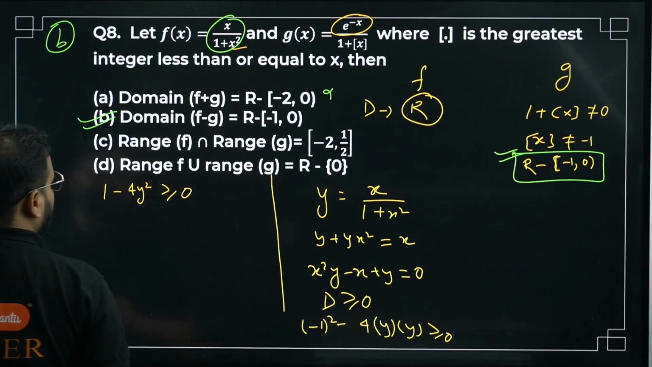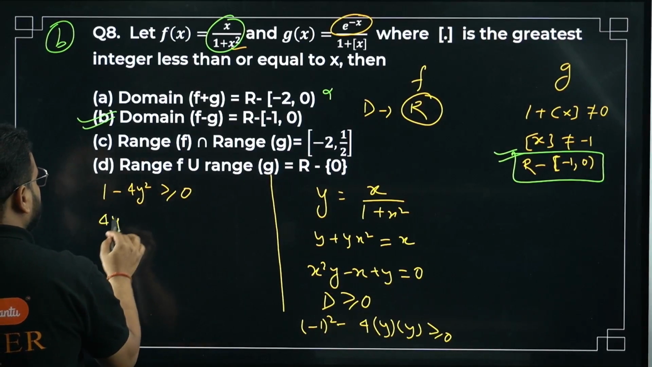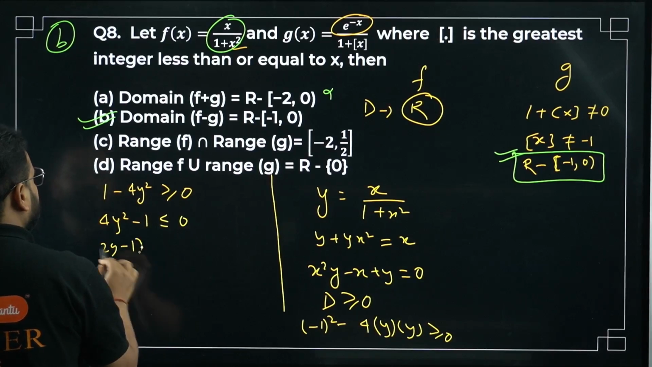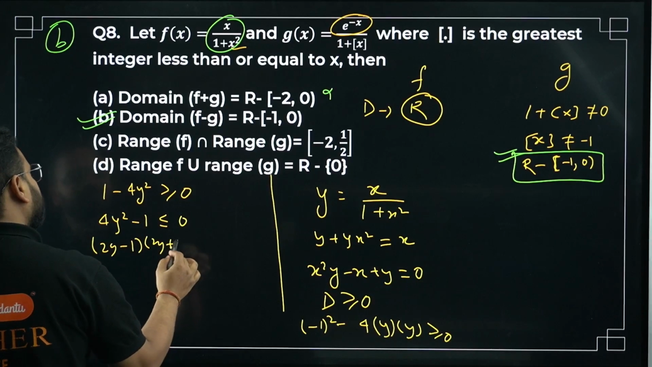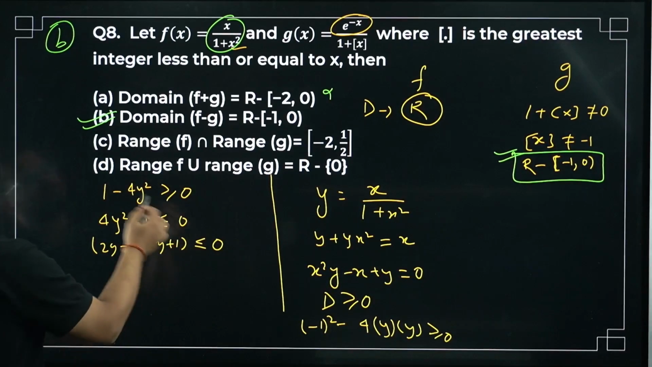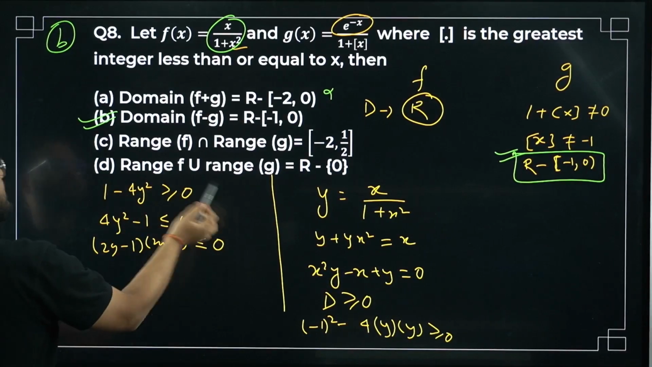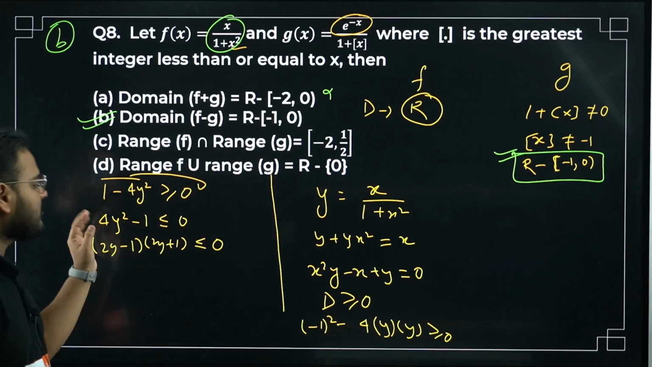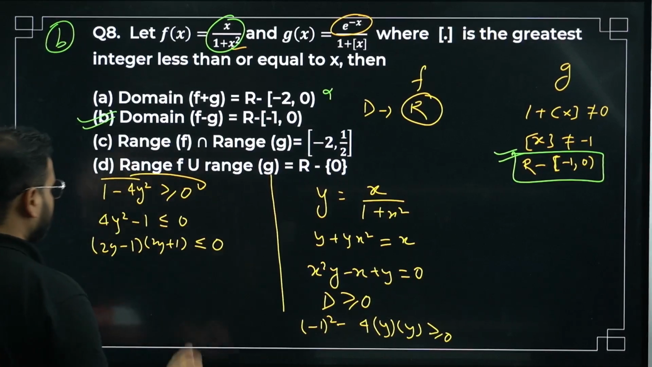Okay, so what I get? 4y square minus 1 should be less than or equal to 0. So what I get, sir? (2y minus 1)(2y plus 1) should be less than or equal to 0. You know the steps how I did this? Just multiplying by minus 1, or you can just take everything on the other side, and then factorization, a square minus b square. Okay, so what I get?